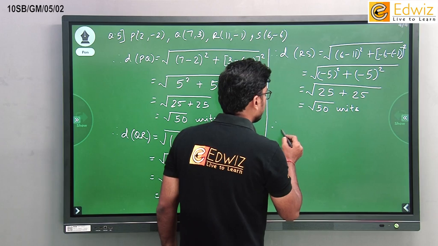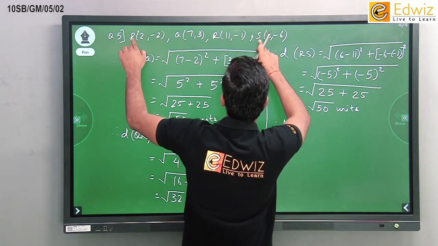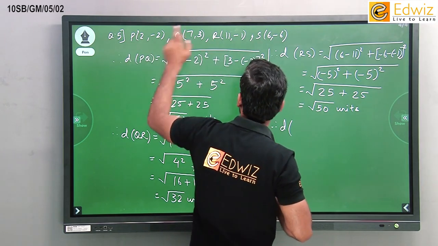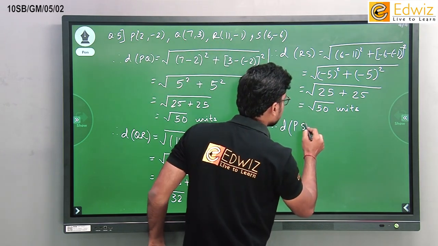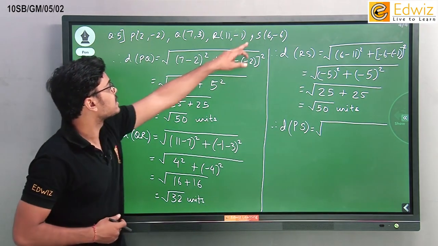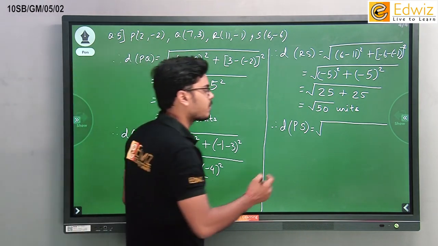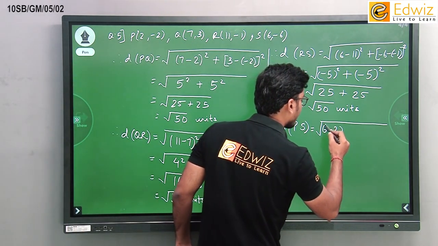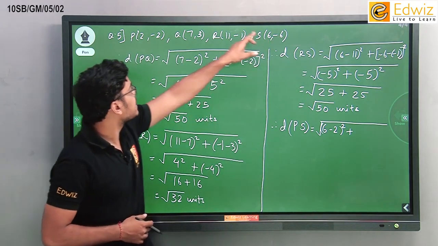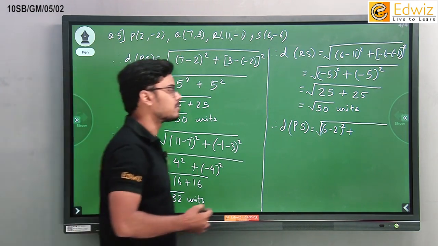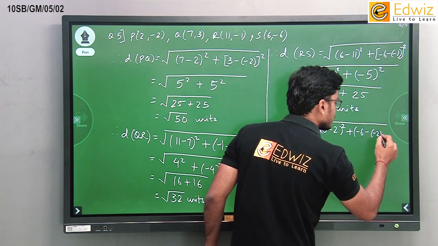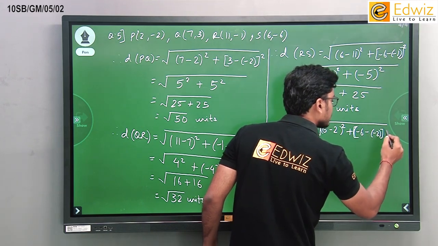So therefore, the final distance is PS. Okay, we found out PQ, QR and RS. The final distance is PS. So distance PS will be equal to square root of (x2 minus x1), so (6 minus 2) the whole square, plus (y2 minus y1), which will be (minus 6 minus minus 2) the whole square.